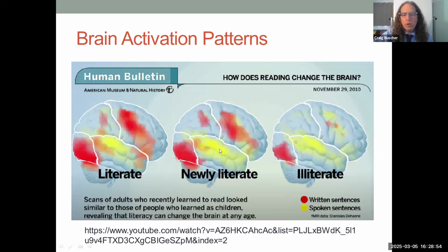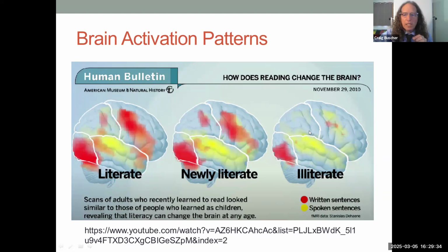With the literate and newly literate, it's just that the red is over top of the yellow, so it's hard to see the yellow, but that yellow is activating in all three of these brains. What's different though is what activates for written sentences. So if somebody who's literate sees a written sentence, this is the back part of your brain that it's activating, and then the front part activates, and then this middle part activates. Whereas if you're illiterate, the back part is activating, and then you see a little activation in the front, and there's no activation in the middle.